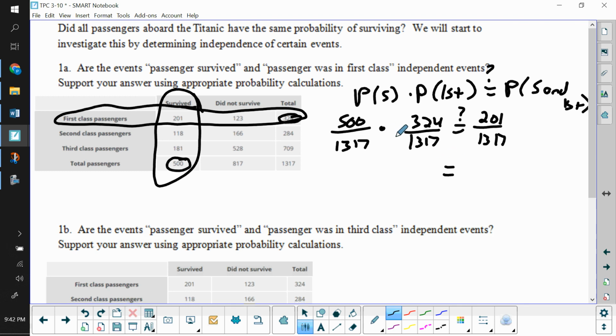If we multiply out the left, we get 18,000 over 192721. And on the right, this reduces to 67 over 439. Those are not equal, so we can say either not independent or dependent, either one.